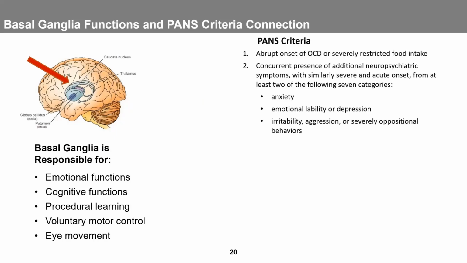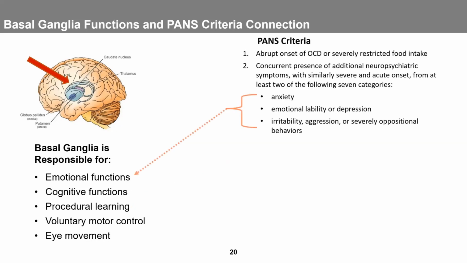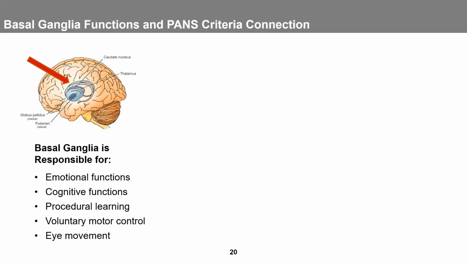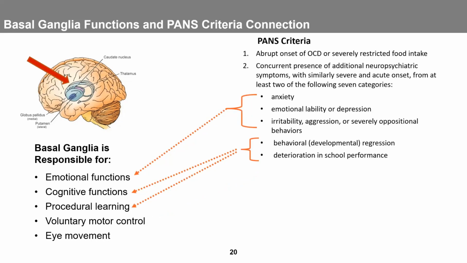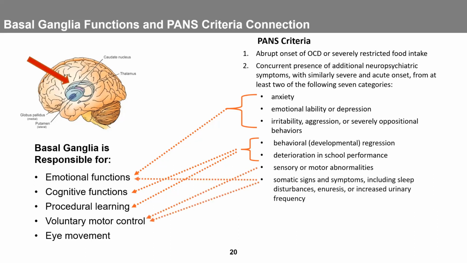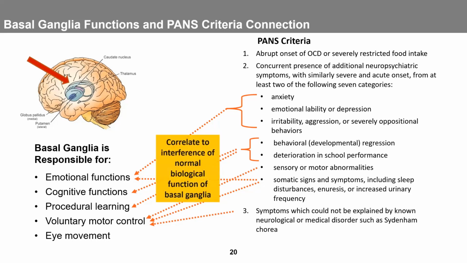So going back to the basal ganglia functions, and I've tied this to the PANS criteria, which is another medical model, what we can see is that anxiety, emotional lability, depression, irritability, and aggression are emotional functions. You can see that. And then also behavior, developmental regression, and deterioration of school performance can be tied to both cognitive functions and procedural learning. Sensory or motor abnormalities, and also somatic signs and symptoms, sleep disturbances, symptoms that could not be explained by neurologic or other medical disorders.